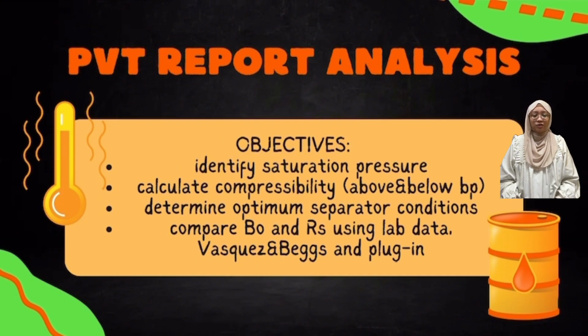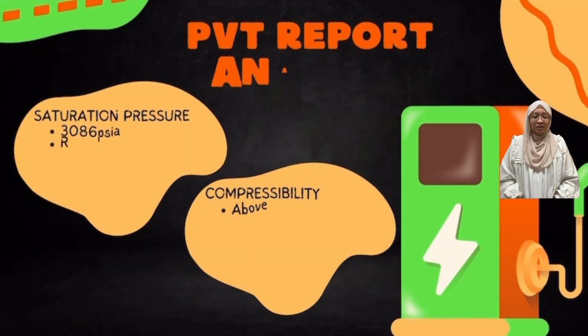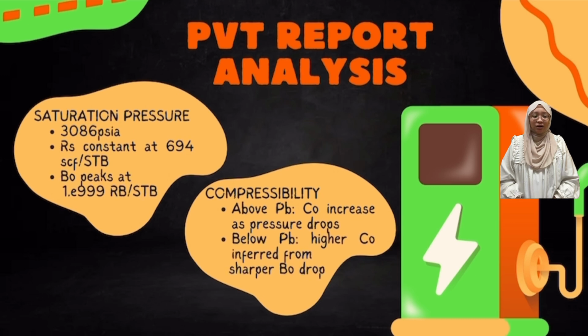The first one is saturation pressure. Saturation pressure or bubble point is the pressure at which gas begins to come out of solution. From the experimental data, we observed that RS remains constant at 694 SCF/STB, and BO peaks at 1.399 until the pressure drops below 3086 psia.